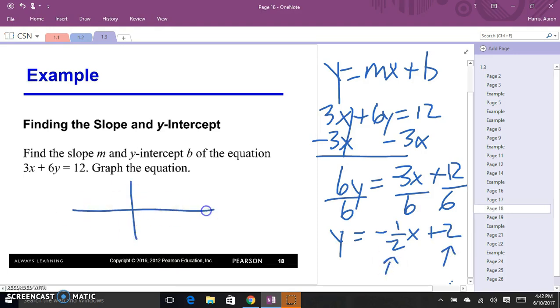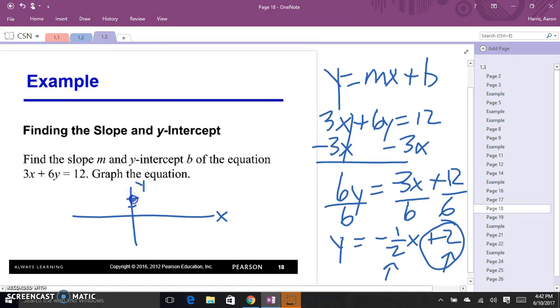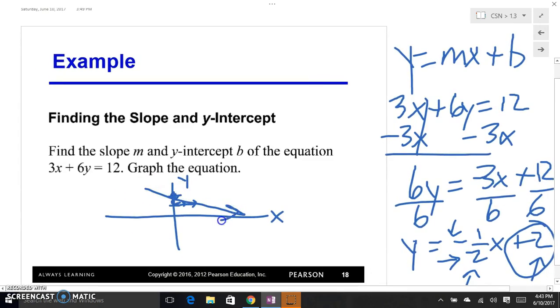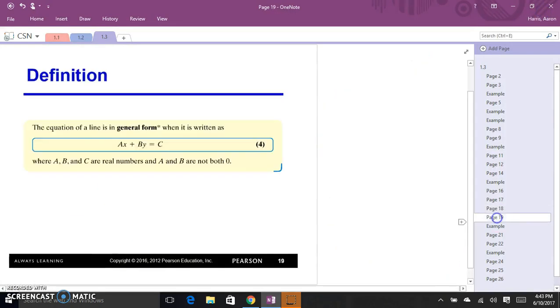So if we're graphing this, we would graph the y-intercept of 2. That's where it crosses the y-axis. So it crosses right there at 2. And then it goes down 1 for the slope and right 2 for the run. Down 1, right 2, and I put a point, and then we draw that thing. Down 1, right 2, and put a point if you want to put a couple points on there.